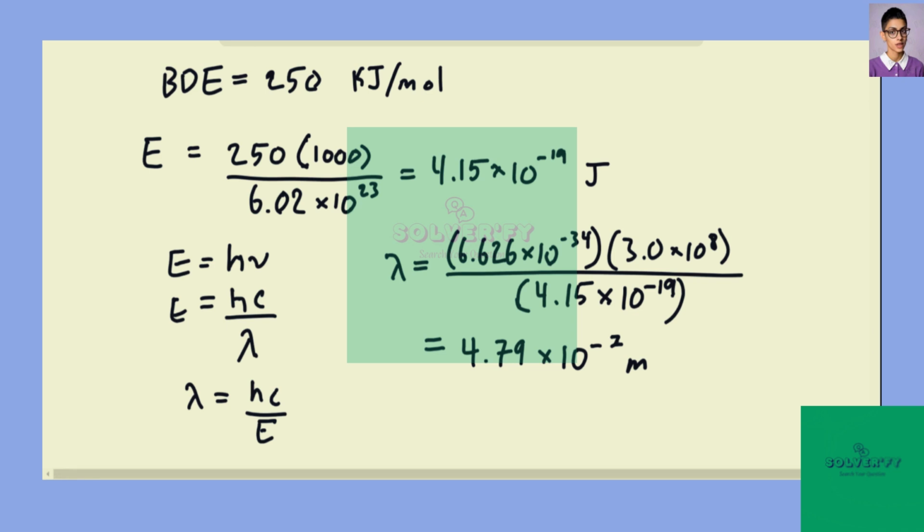All right. So the question asks for this in nanometers, so this is just equal to 479 nanometers. And if you check, this is just right within the visible range. I believe it's on the lower energy level, so it's going to be closer to red light that's going to do that.